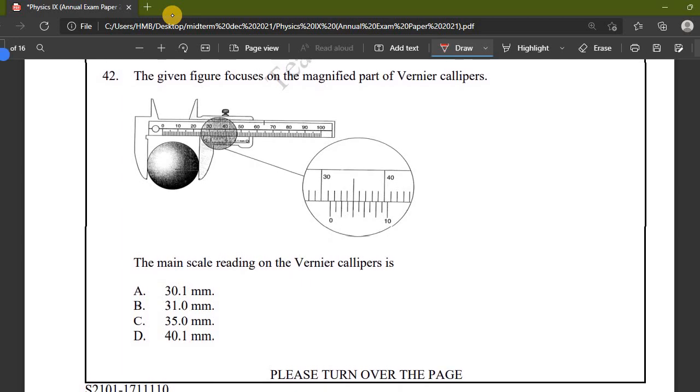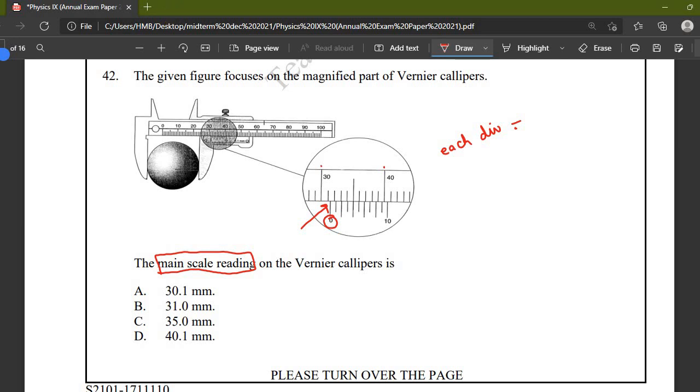Let's see question number 42. We are given a metallic sphere and a vernier caliper, and we have to find the main scale reading. To find the main scale reading, we have to check where this 0 lies on the main scale. This is 30 and this is 40, which means that each division is equal to 1 millimeter. This 0 is ahead of 31 and behind 32. This means the correct answer for question 42 will be 31. The main scale reading is 31 millimeters.